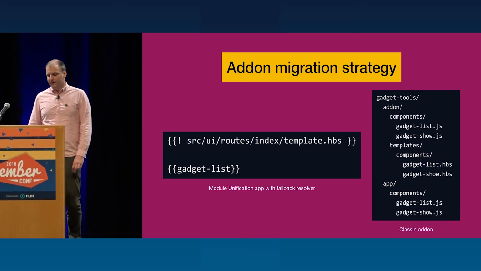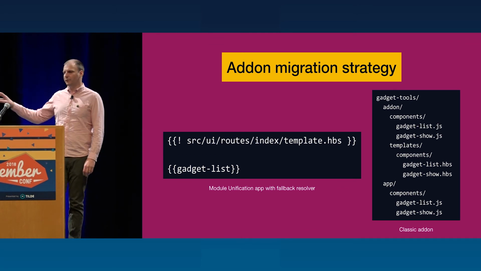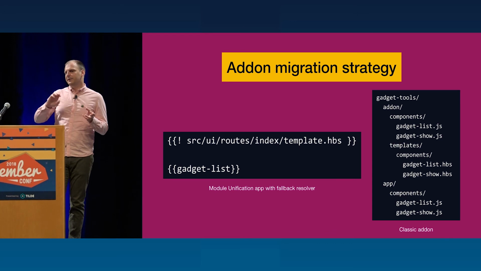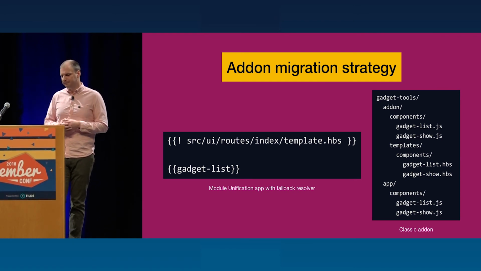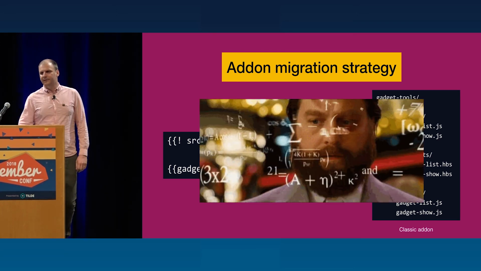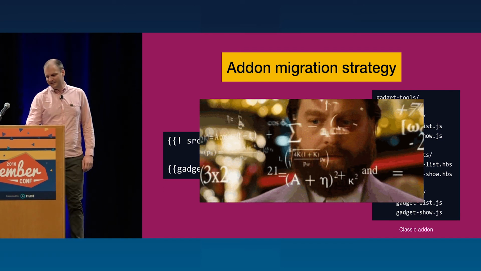And also the opposite. On the left here, we have a module unification app, so it has a source directory. And on the right, we have a classic add-on, so it has an add-on and an app directory. And the way we deal with this is we have a thing called the fallback resolver, which basically uses the module unification rules to do lookup. And then it says, I didn't find anything, let me run all the old rules as well, like the rules that we use for applications today. And that means that it'll find the things that add-ons are currently republishing into the app directory. So we have a migration strategy that works in both directions. Like I said, we're really good at this.